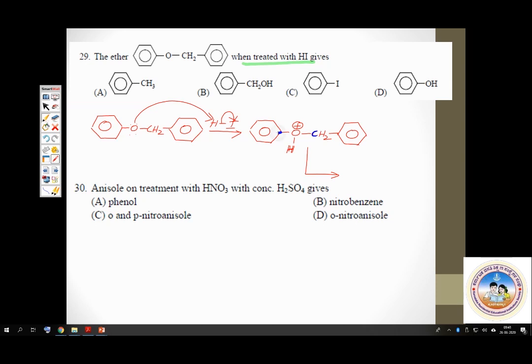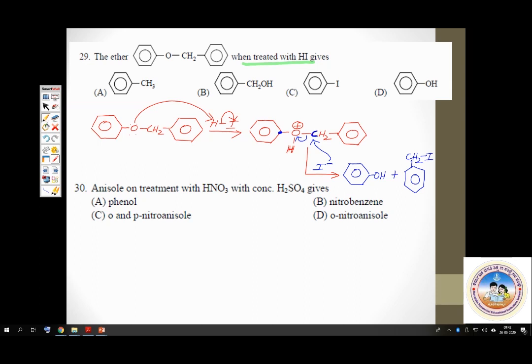So these electrons will move back to oxygen. See what products we get. Benzene ring, O with H, we got phenol. Plus, look at the other product, benzene ring attached to CH2, then I minus attacks the sp3 carbon. So you get benzyl iodide. So when this ether is treated with HI, let's identify the product. Phenol is there. Do you have benzyl iodide?